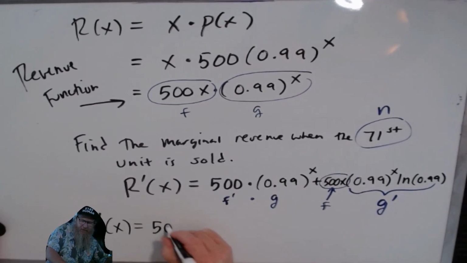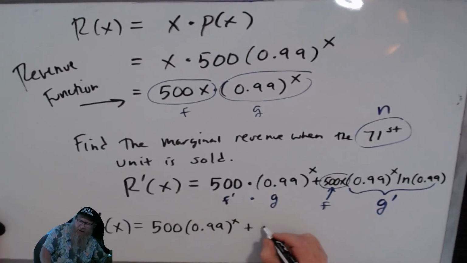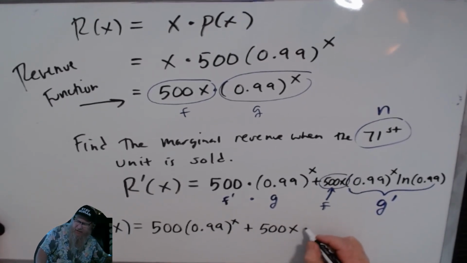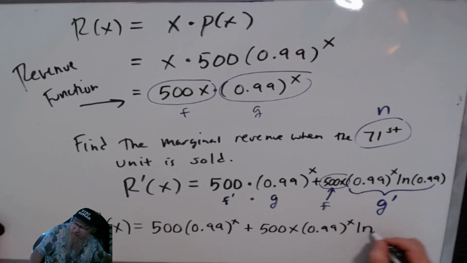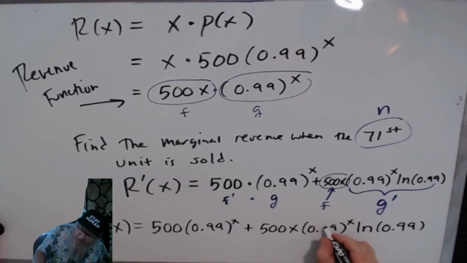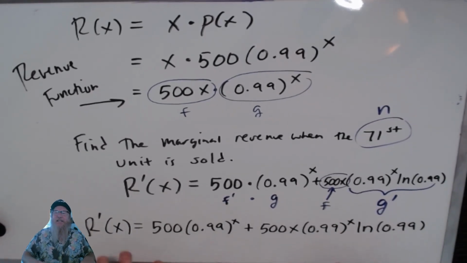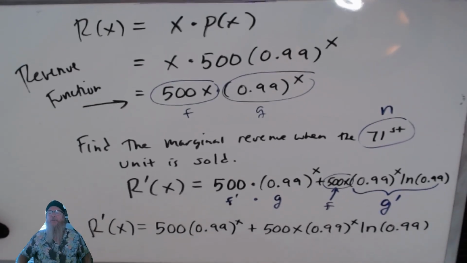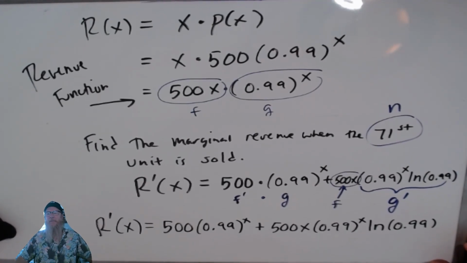So my R prime is 500 times 0.99 to the x power plus 500x times 0.99 to the x power times ln of 0.99. This is what we could not do in the last video. We could do this for simpler functions, but we couldn't do it for this type of function because we didn't have a product rule in the last video. Now we can analyze the revenue of more complicated structures.